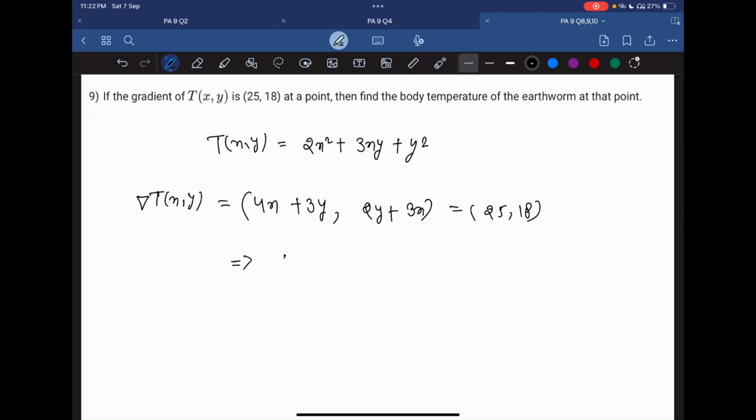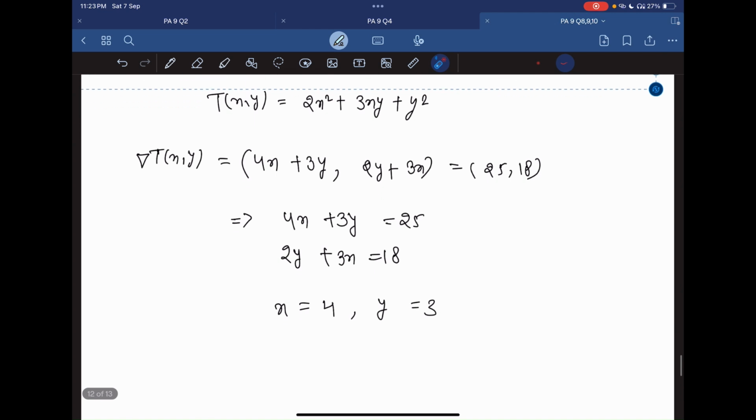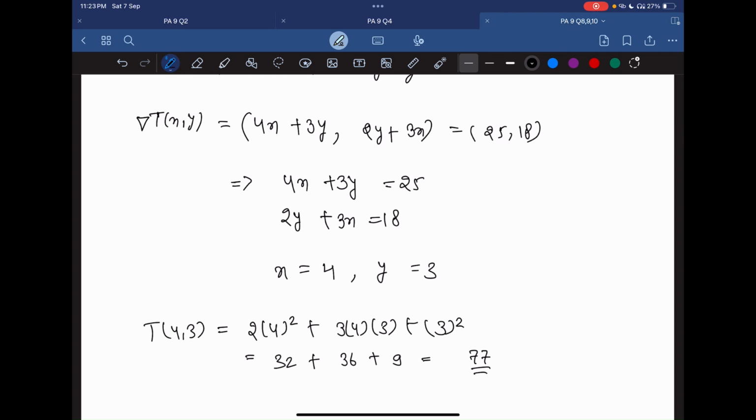Here we get a set of linear equations. So if we solve these two equations, we will get the x value to be 4 and the y value to be 3. So we now just need to find the body temperature, that is just T of 4 comma 3. It is 2 times 4 square plus 3 into 4 into 3 plus 3 square, so 32 plus 36 plus 9, and that would be 77, and that is our answer.